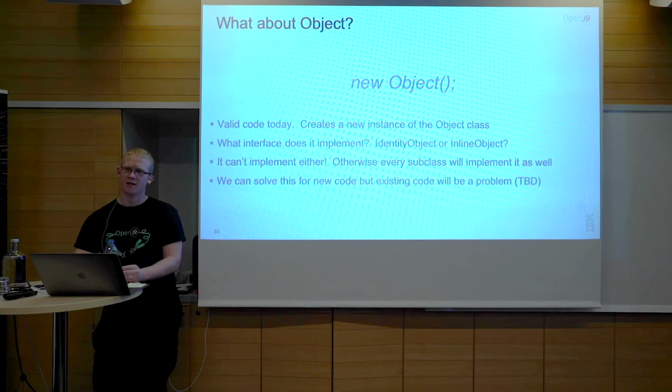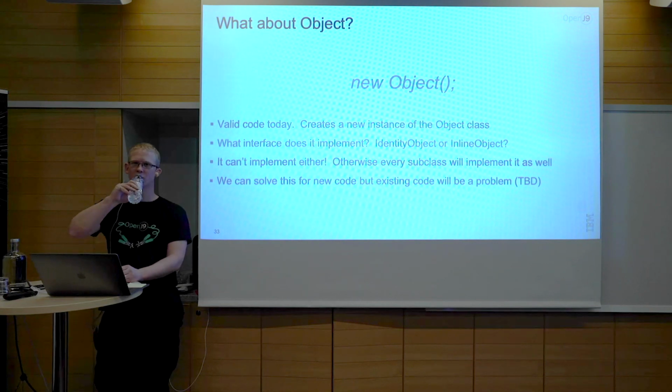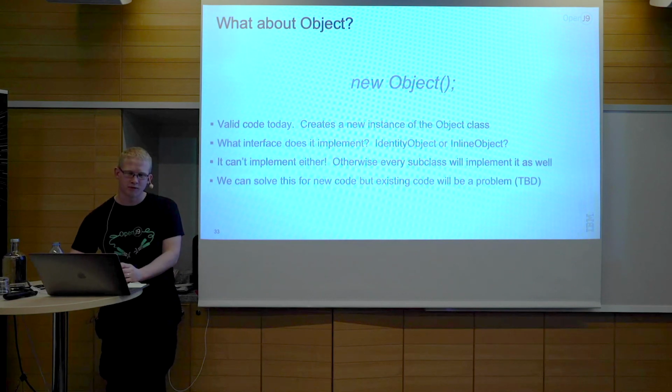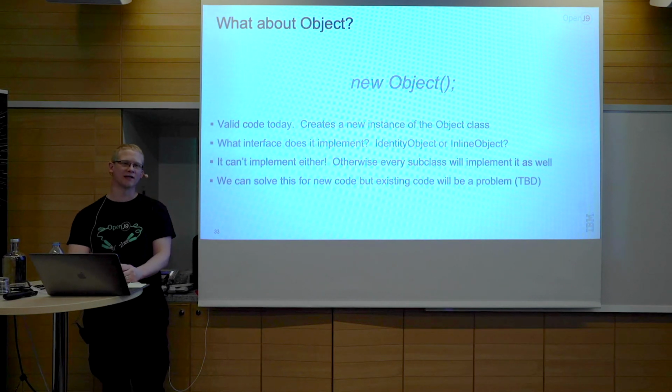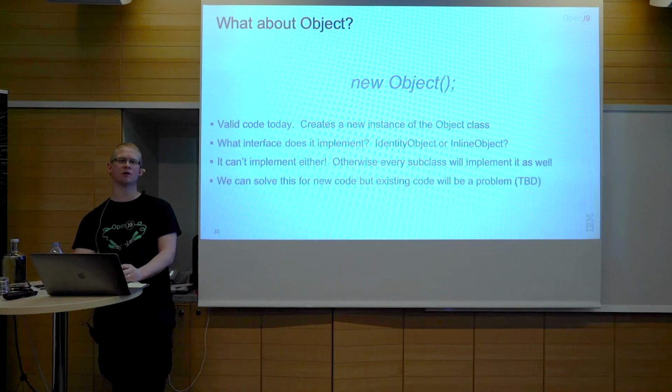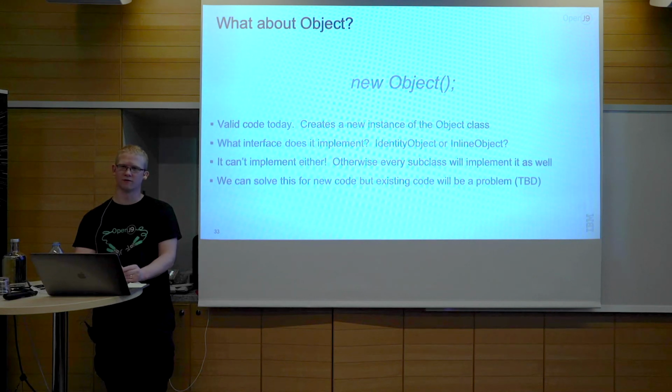And the answer we've gotten to is it can't really implement either. And so we need to find some way to retroactively make this code illegal. And there are thoughts on how to do that. We can start by making it illegal today going forward. But we're going to have to find some kind of patching in the VM to replace this with some other subclass of object for code that already exists. It means we're going to take your new object init sequence that was targeting object and change it to something else.